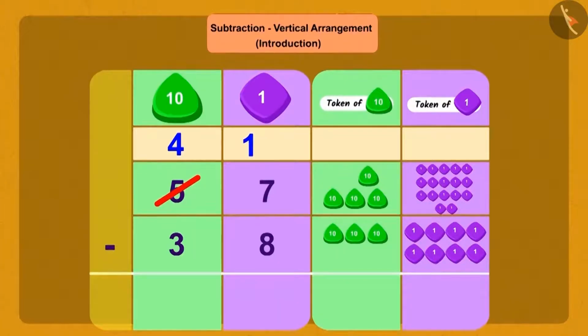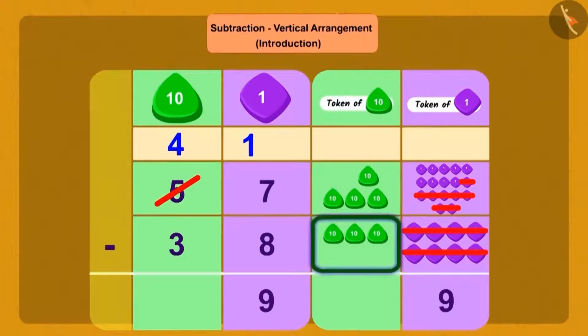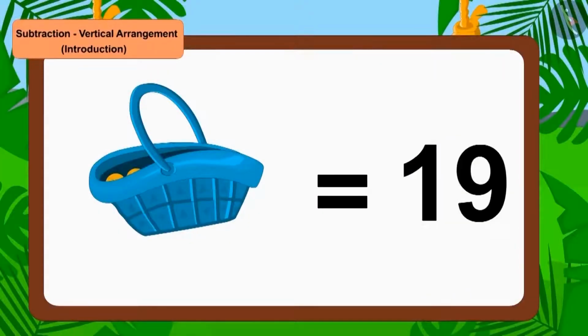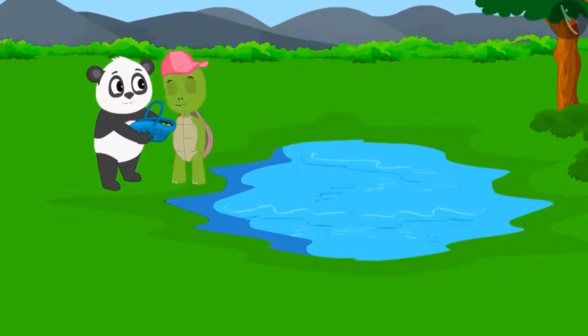Now if we subtract 8 ones from 17 ones, we get 9 ones. After removing 3 tens from 4 tens, how many tens are left? Absolutely correct, 1 ten. Now there were only 19 laddus left in Golu's basket. Golu finally reached Tufan Turtle with 19 laddus.